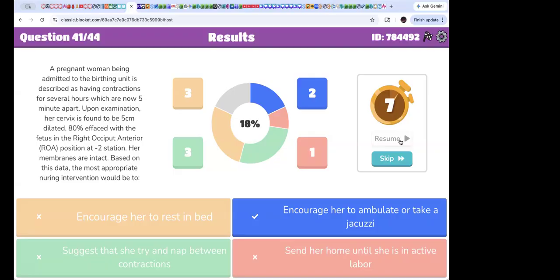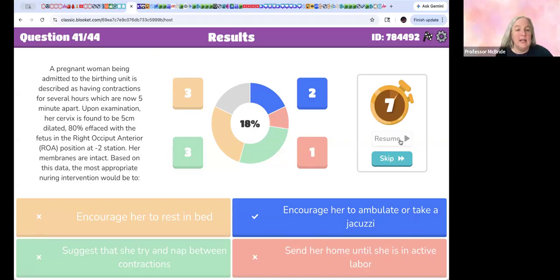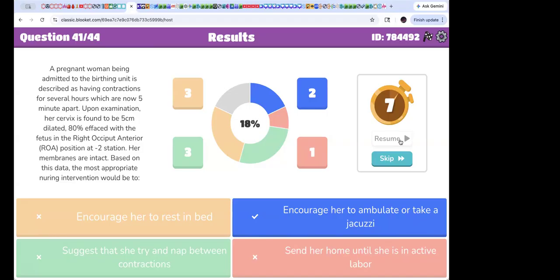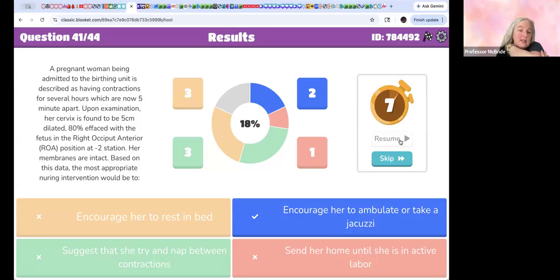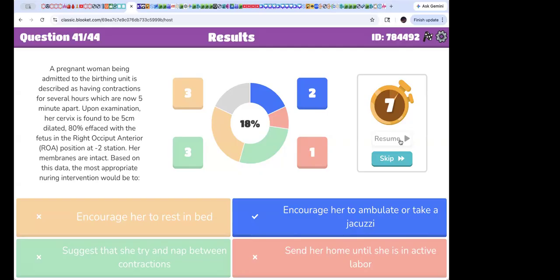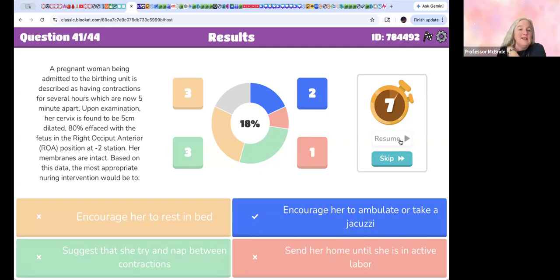Stage 2. I thought stage 2 was already 10 centimeters. Yeah, second stage will be if she's fully dilated. How many centimeters is considered full dilation? In stage 1, active labor, active phase. Yes, stage 1 active phase. And what centimeters is full dilation? 10. So we're not at stage 2 yet, but she is in the active phase of the first stage.